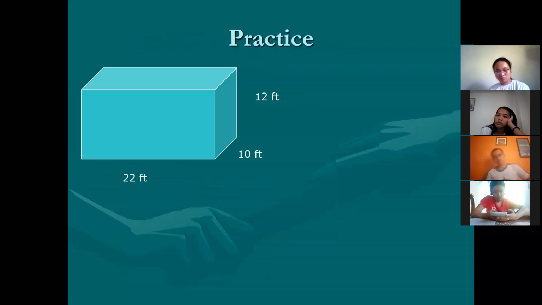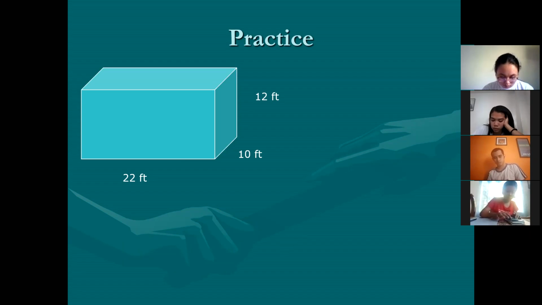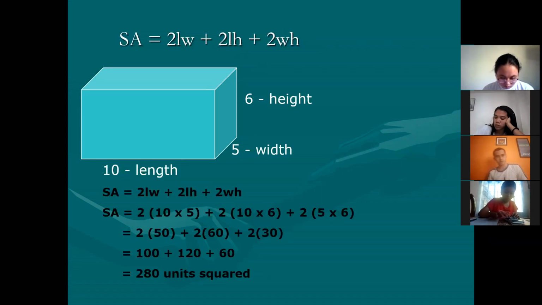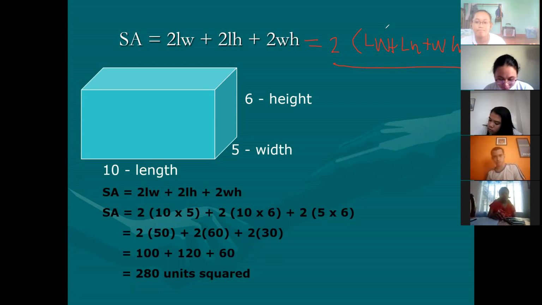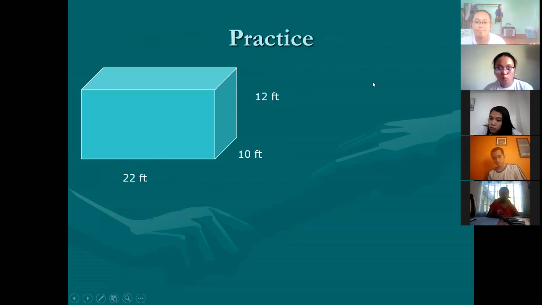Find the surface area of the given figure with the height 12 feet, the width 10 feet, and the base length 22 feet. You can use the formula that I have in the module. You can factor out the 2, then open parenthesis, length times width plus length times height plus width times height. Because you can just factor out the 2 from the formula. Now you can use this formula as well. So we have here the given 12, 10, and 22.